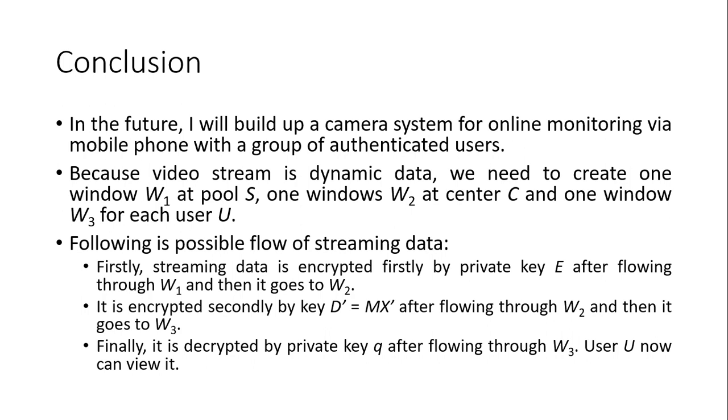Firstly, streaming data is encrypted by the private key after flowing through W1 and it goes to W2. It is encrypted secondly by key D quark equal to M S quark after flowing through W2 and then goes to W3. Finally, it is decrypted by the private key after flowing through W3. User U now can view it.